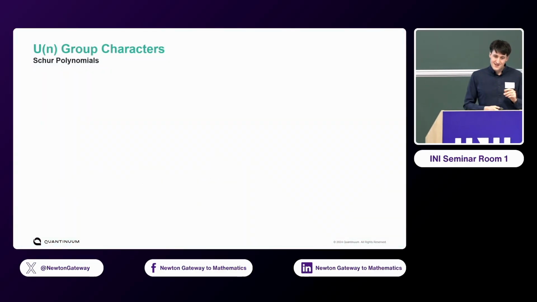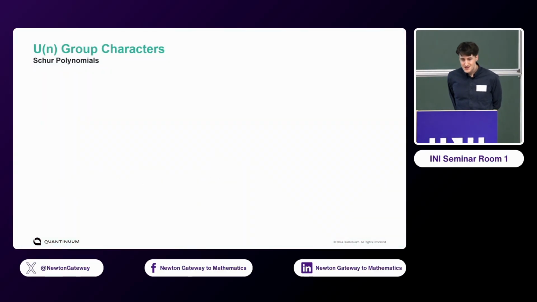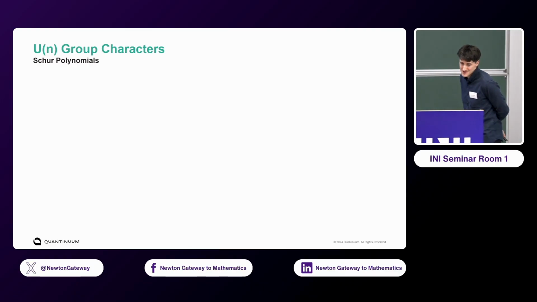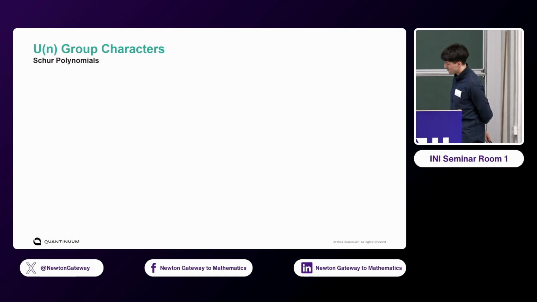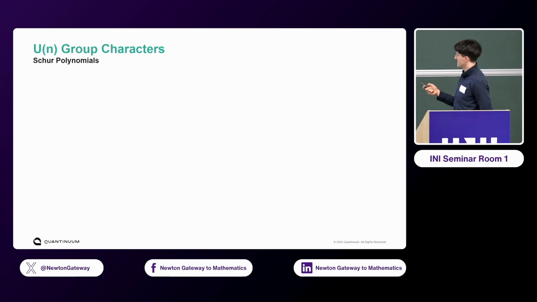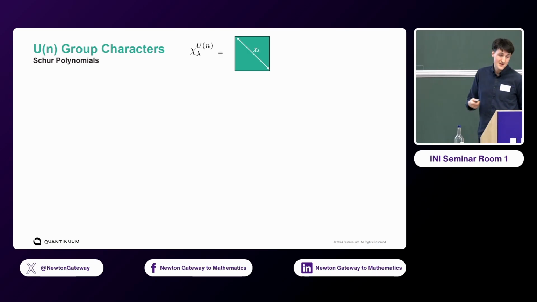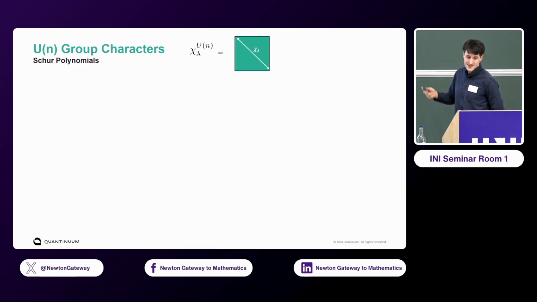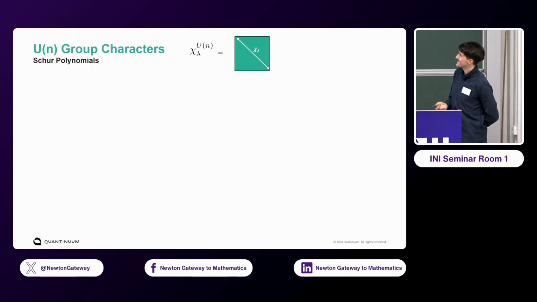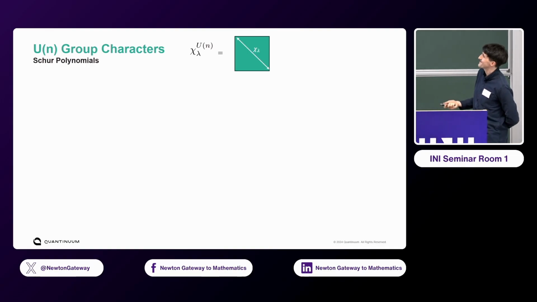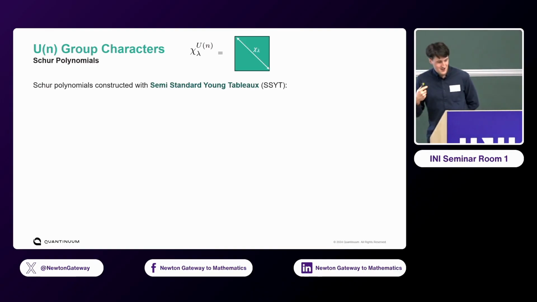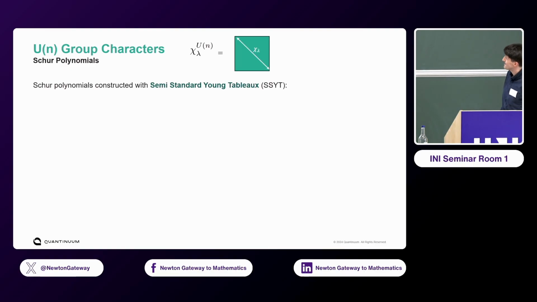There's one prerequisite that we need for this talk: the characters of the unitary group can be represented via the Schur polynomials, and the characters are just the trace of the representation matrix on which the unitary representations act. Normally I have to apologize for this in most talks, but as this is the Mathematical Institute, hopefully everyone understands this already. And these Schur polynomials can be constructed with what are known as semi-standard Young tableaux.